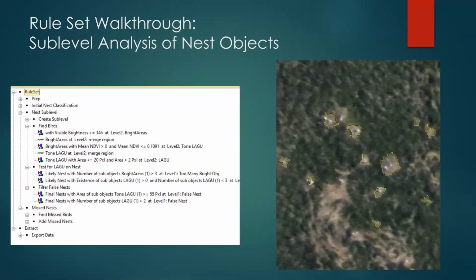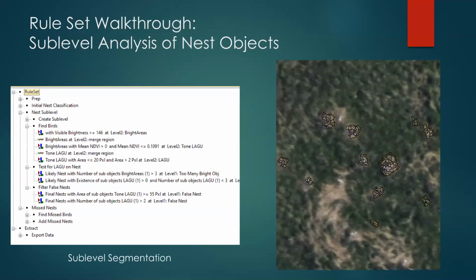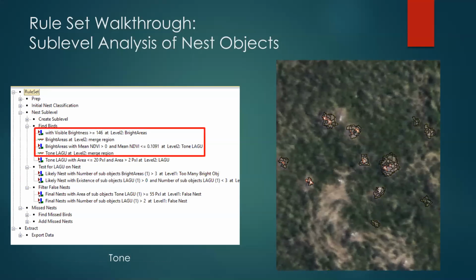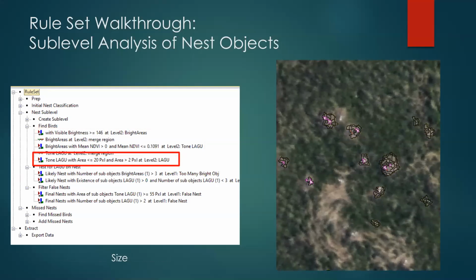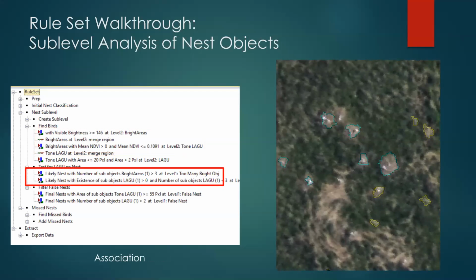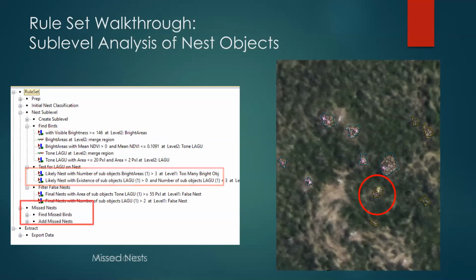It takes those previous extracted potential nest objects, breaks them down even further, checks them for their tone, then checks them for their size, and then it checks for the existence of those gull objects on the potential nest objects and extracts them, colored here in blue. Now you'll notice it did miss one nest in the bottom there, which you can see does have gulls sitting on it. So our rule set accounts for this.